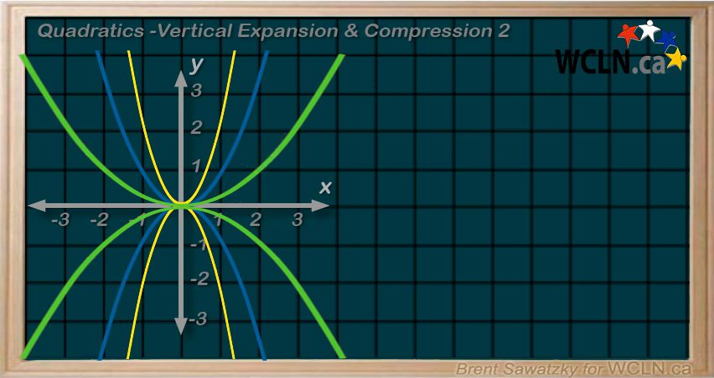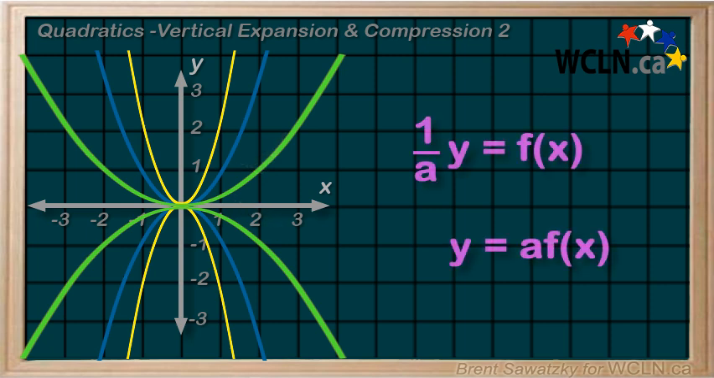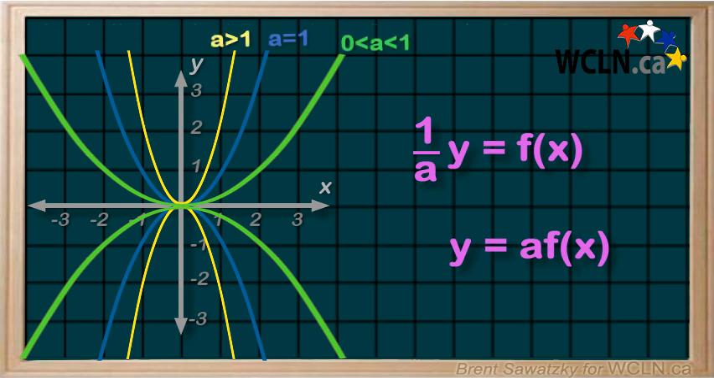In equation form, we recognize a vertical expansion or compression by noting the multiplier beside the y, or, more commonly, as a coefficient on the right side here. Whether it's a vertical expansion or a vertical compression simply depends on the number being multiplied.